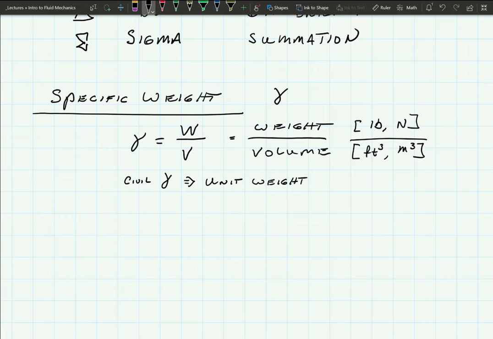Trust me, you guys are the only ones that get that privilege. Mechanicals, when we teach this stuff to them, it's like, you will call it specific weight and nothing else. And then we really confuse them. It's like, what's density? It's coming up. All right. Density. Okay.